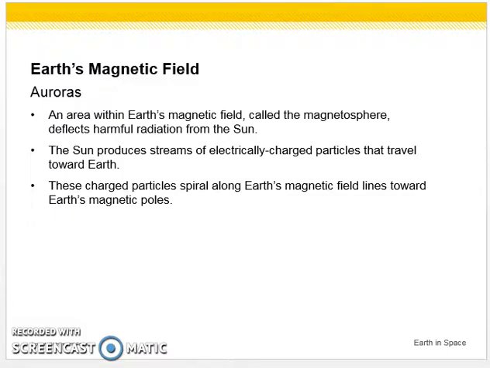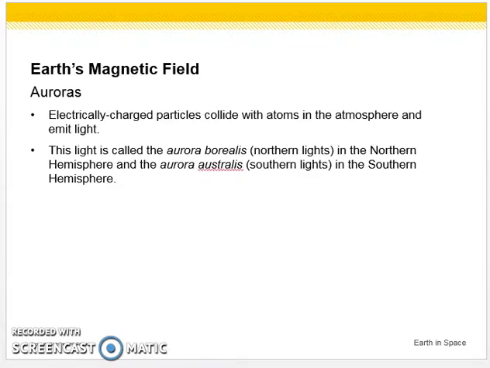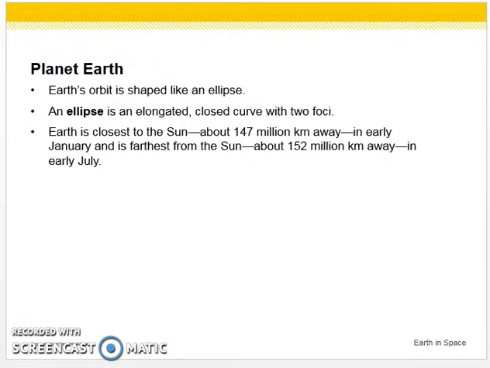An area within Earth's magnetic field called the magnetosphere deflects harmful radiation from the sun. The sun produces streams of electrically charged particles that travel toward Earth. These charged particles spiral along Earth's magnetic field lines toward Earth's magnetic poles. Electrically charged particles collide with atoms in the atmosphere and emit light. This light is called the aurora borealis in the northern hemisphere and the aurora australis in the southern hemisphere.